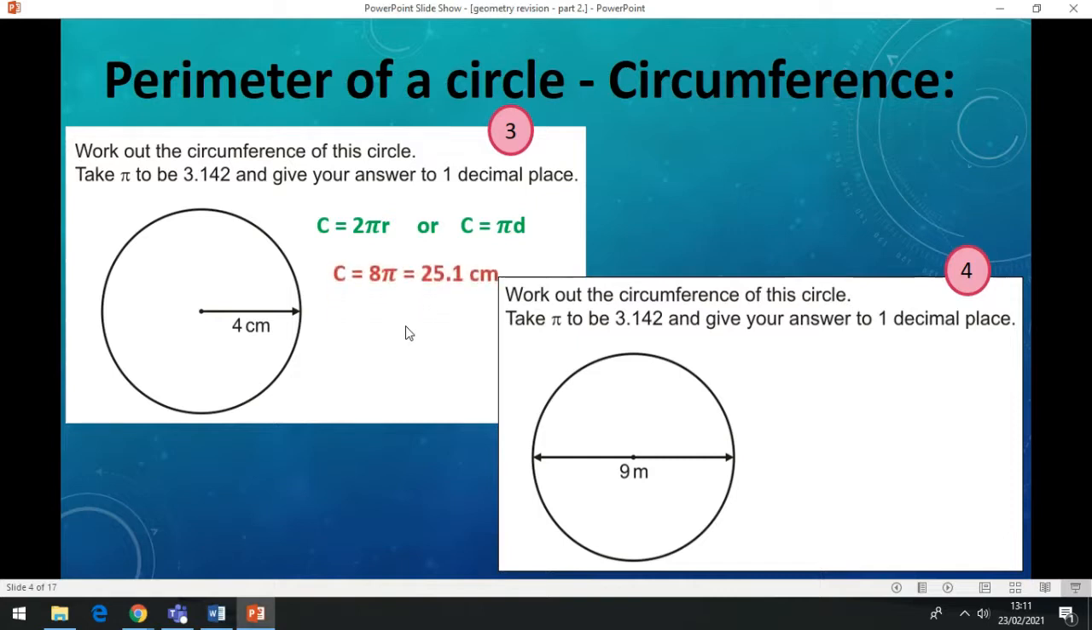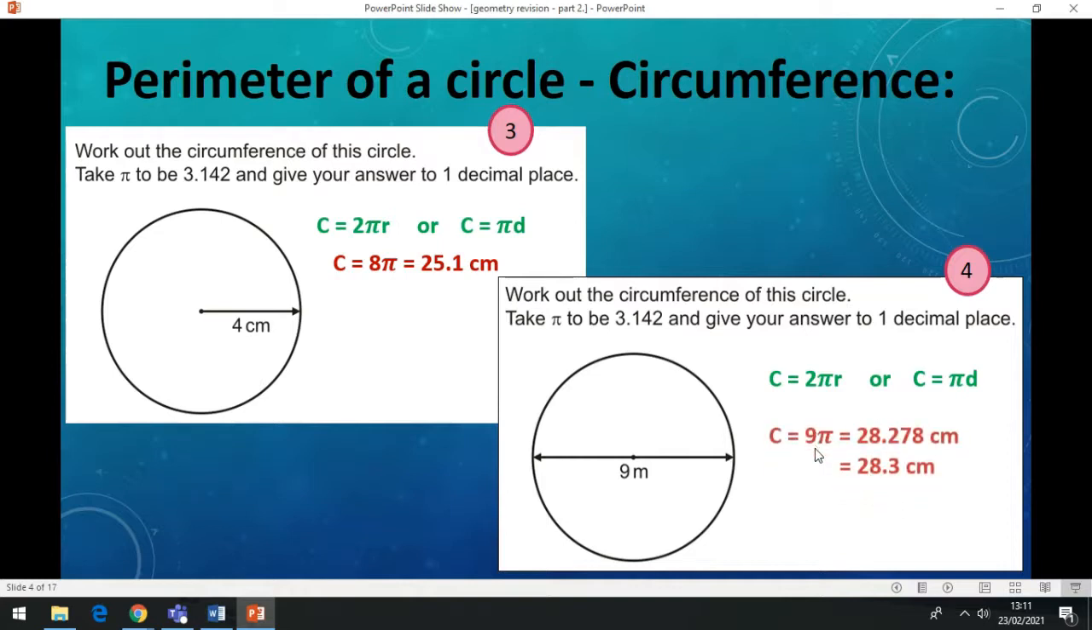Let's check your answers. So in this one here, radius was 4, so 2 lots of the radius would be 8, so it would be 8 times pi. Sometimes you're asked to leave your answer as an expression of pi. In this one it said to work it out to one decimal place, so that would be 25.1 centimetres. For question 4, there's our formula again. This time we've got the diameter, which is 9, so 9 lots of pi. 9 lots of pi are 28.3 to one decimal place.